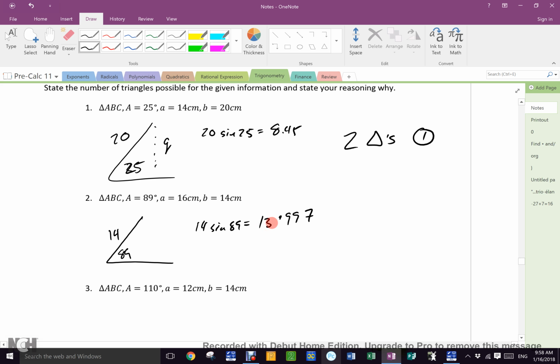16 is bigger than 14, yes? So it's going to make a triangle because it's bigger than q, and it's bigger than that. So it can't go this side, it's got to go out here. 1 triangle.